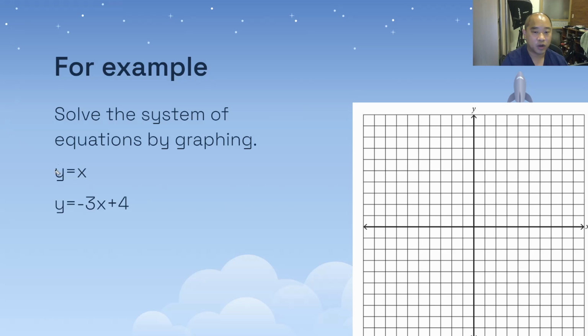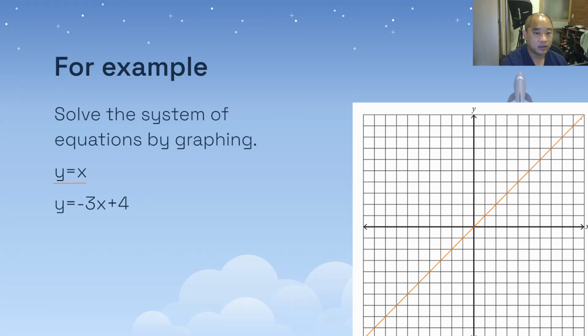Here we have y equals x. So I'm just going to get out orange, let's say, and we're going to graph that. Y equals x. Well, that didn't start out right. I'm just going to start here. It looks like that. So that's that one.